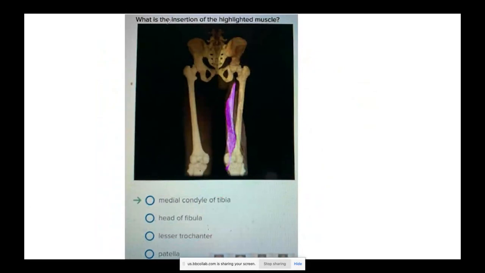Okay, now this one, what is the insertion of the highlighted muscle? Now this is going to be one of the hamstrings. Now, whether it's the semimembranosus or tendinosus, it doesn't care to ask you that. It wants to know the insertion. So the insertion looks like it's here on the inside of the tibia. Here is the fibula. So is it the head of the fibula? No. The head of the fibula is where the long head and short head of the biceps femoris will attach. That's lateral. So the medial attachment is going to be on the medial condyle of the tibia is the best answer.